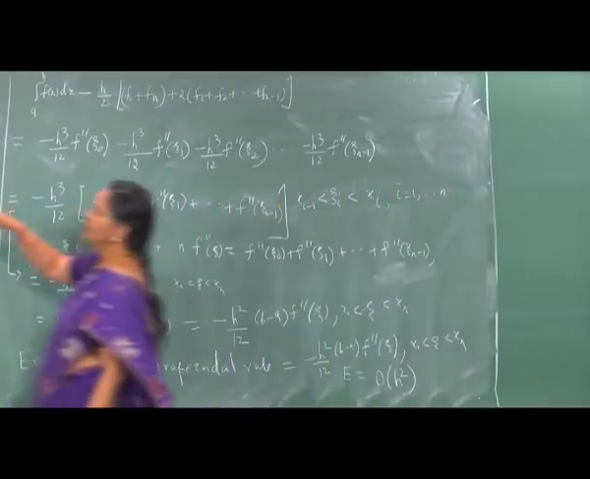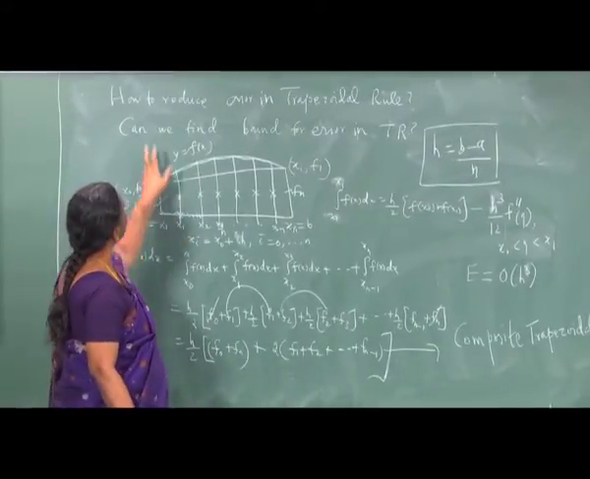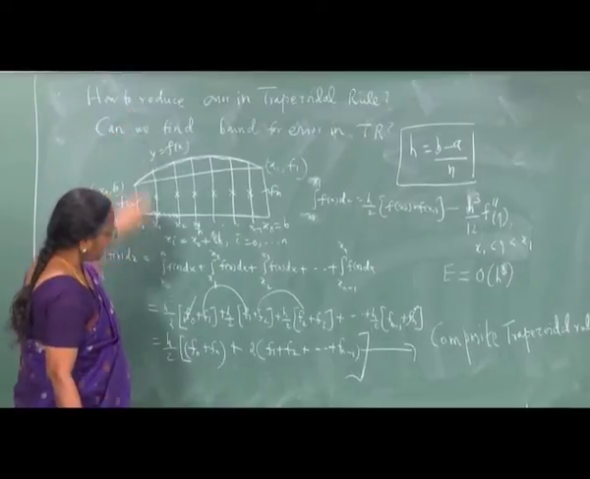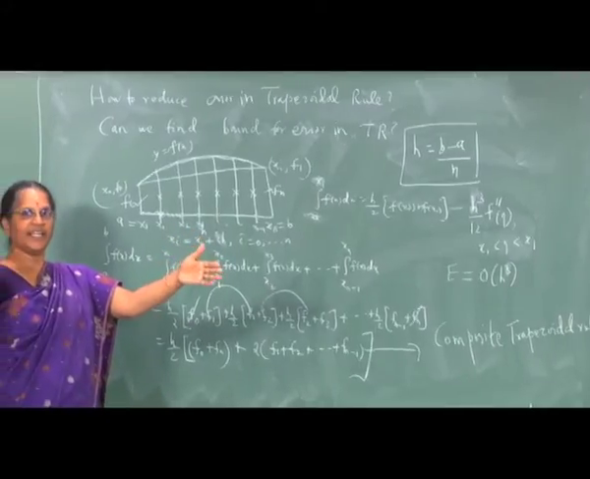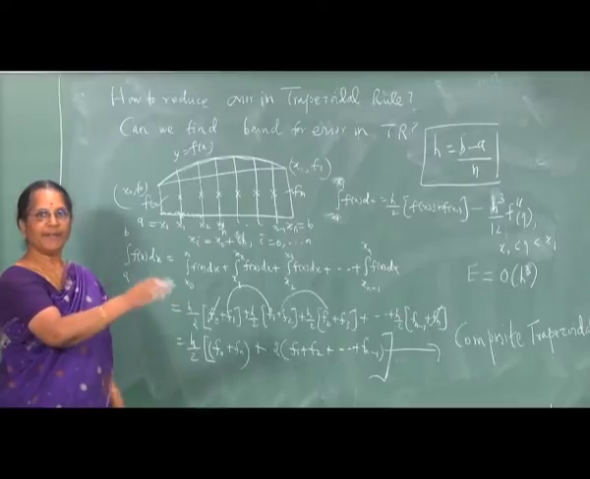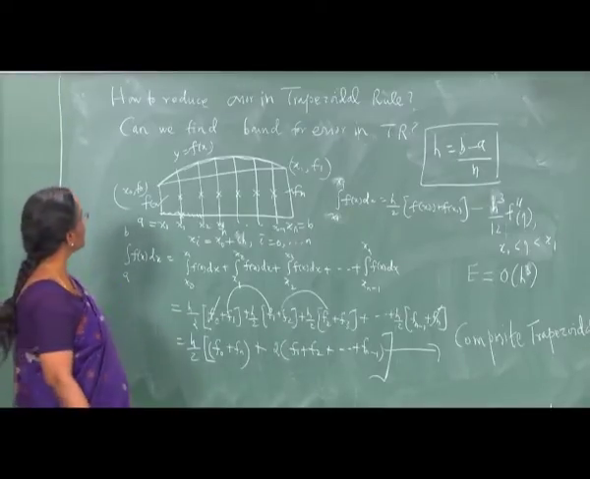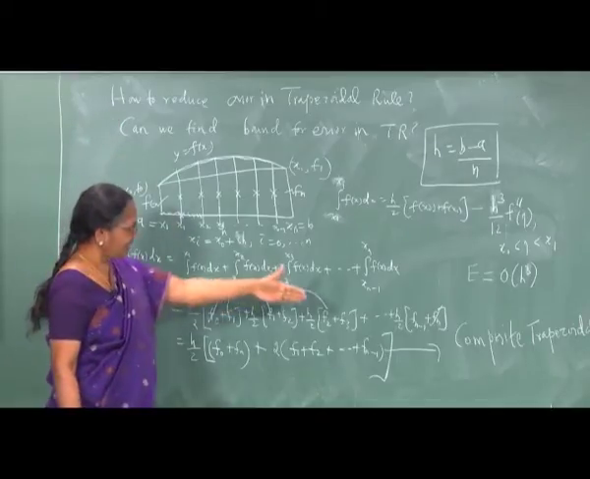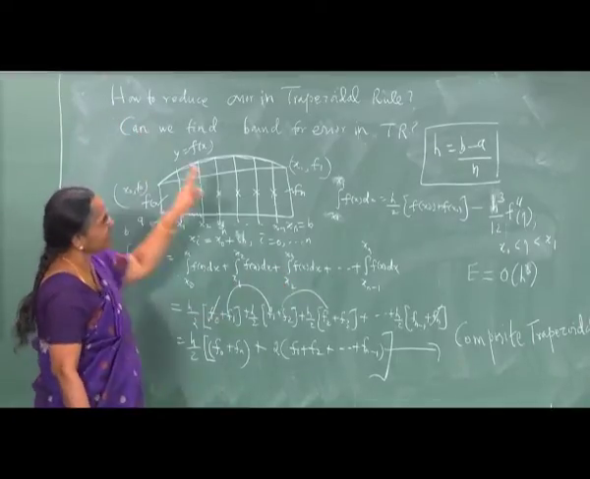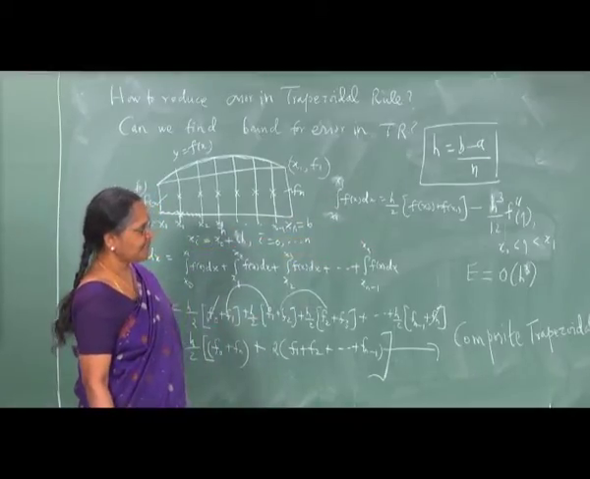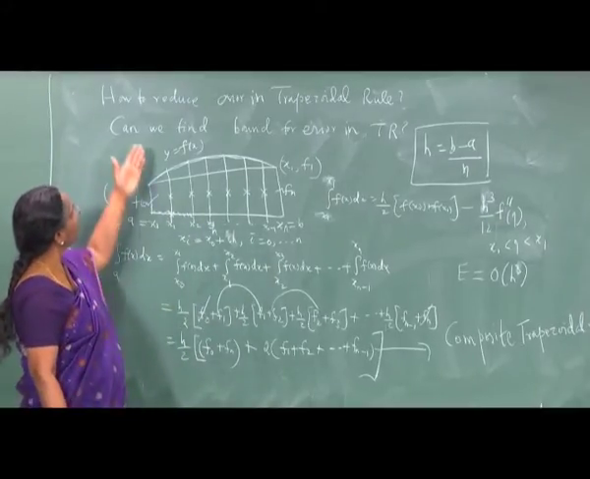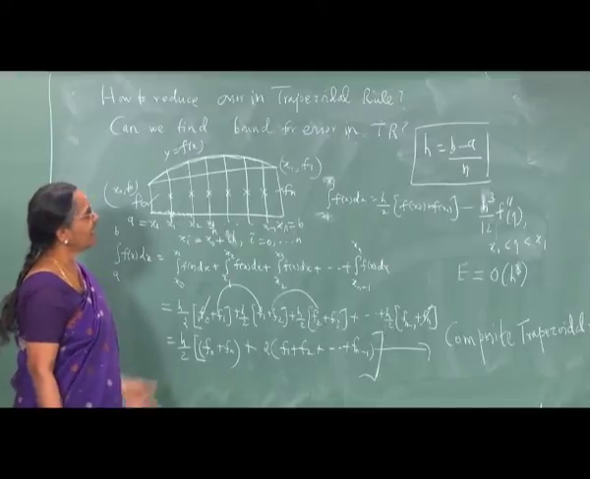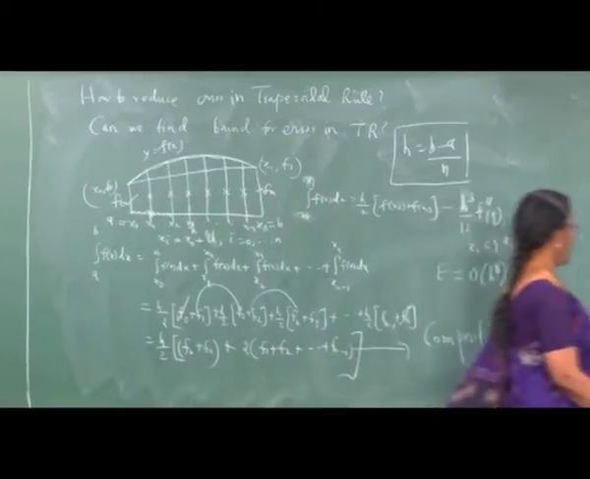We have been able to see that the step size h has been reduced, and we have now obtained a formula which is composite trapezoidal rule, so that the given interval of integration is divided into a number of smaller subintervals of width h, and the resulting integration method has been obtained. We have obtained an expression for error in composite trapezoidal rule, and we know that the error is of order of h square. The question now is, can we find the bound for the error in this composite trapezoidal rule?